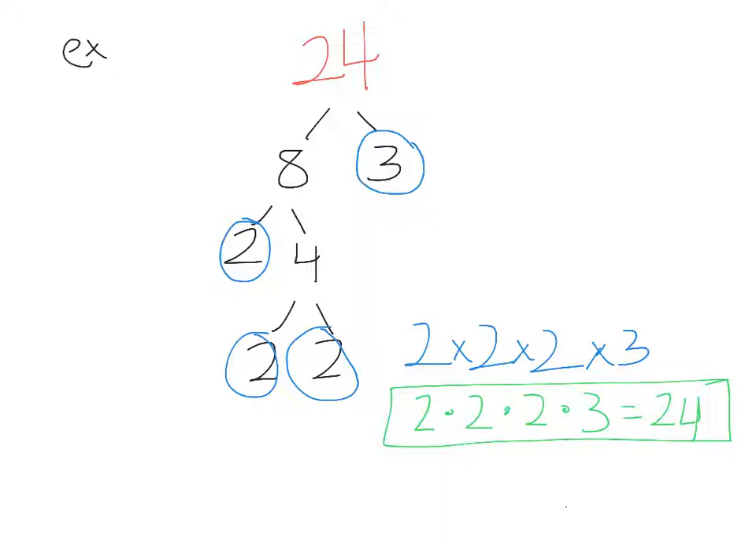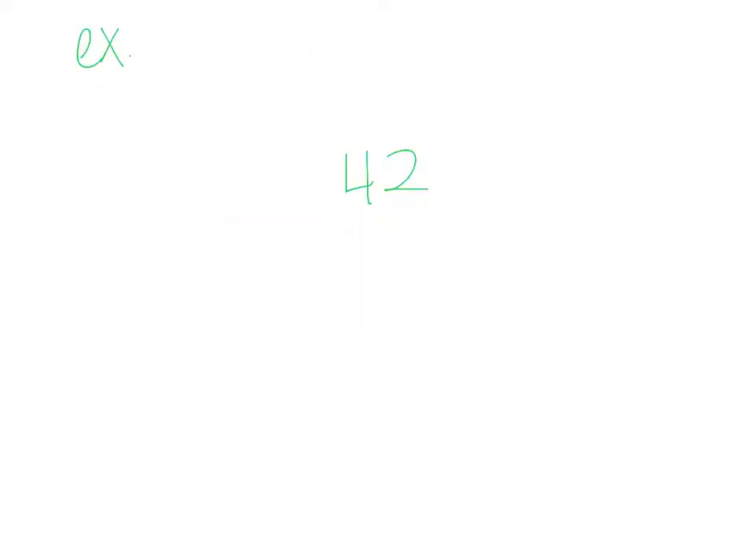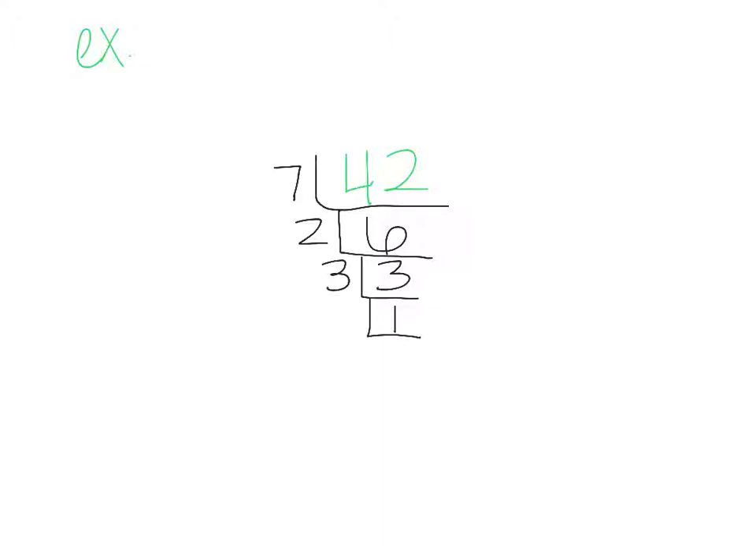Okay, make sure you record this example in the notes side of your notes page. And I'm going to show you 42 as an example. I'm going to use the ladder method here. So remember, I can pull out any number as long as it's prime. So I'm going to start with 7, because I know 7 is prime. And 7 times 6 is 42. And then I break down 6. I'm going to pull out a 2 because 2 is prime, which leaves me with a 3. I'm going to pull out a 3, which leaves me with a 1. So 7 times 2 times 3 equals 42.